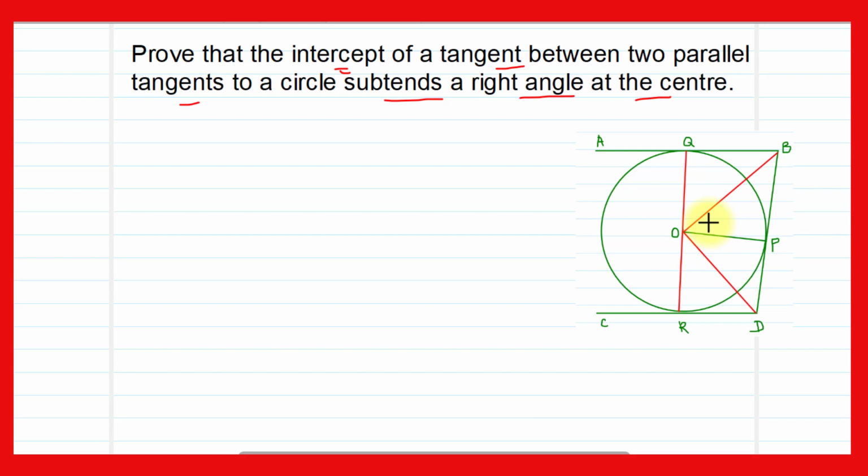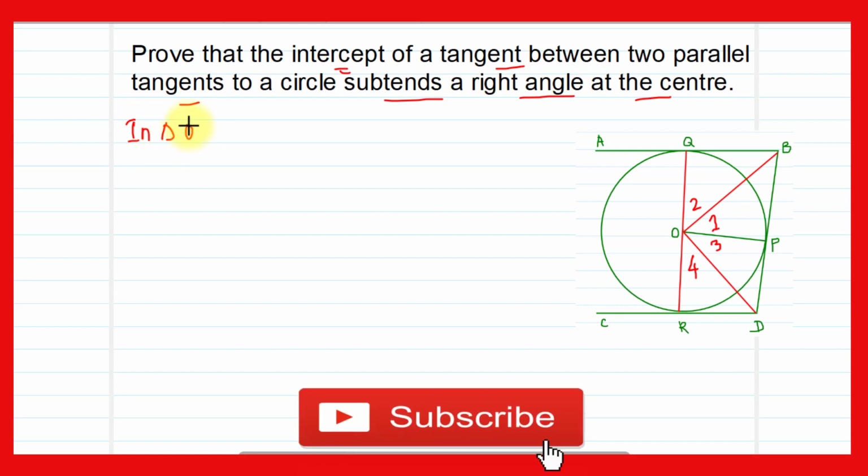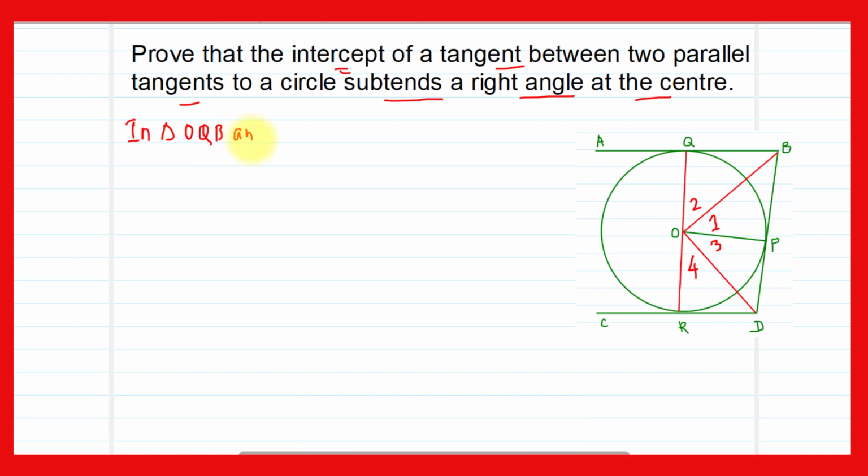So first I give names to these angles: this is angle number 1, let this be angle number 2, this is angle number 3, and let this be angle number 4. Now here we will see triangle OQB and triangle OPB.